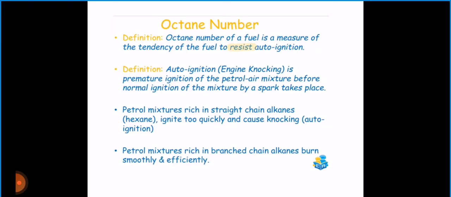Autoignition can often be called engine knocking, and it's the premature ignition of the petrol-air mixture before normal ignition of the mixture by a spark takes place. Petrol mixtures that are rich in straight-chain alkanes, such as hexane, can often ignite too quickly, and this can cause autoignition. But petrol mixtures that are rich in branch-chained alkanes can burn smoothly and efficiently.